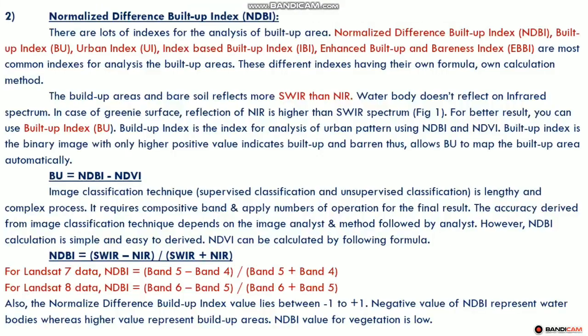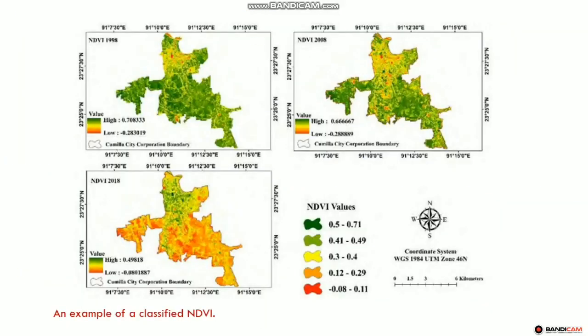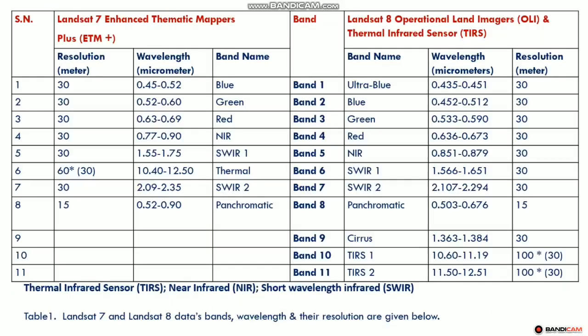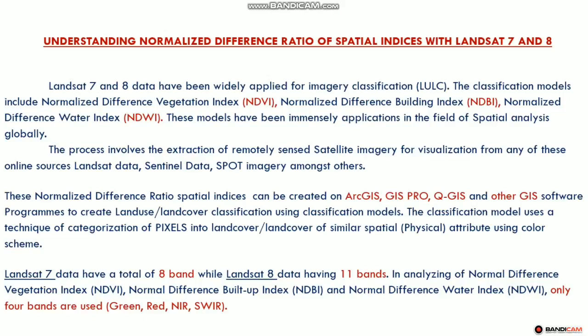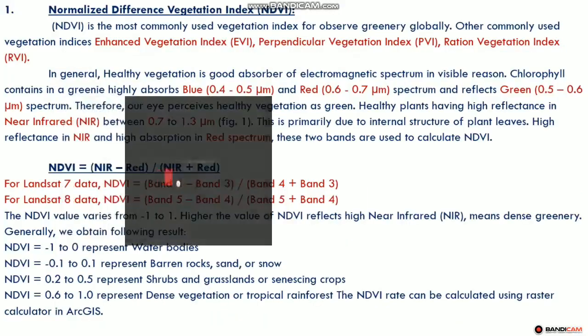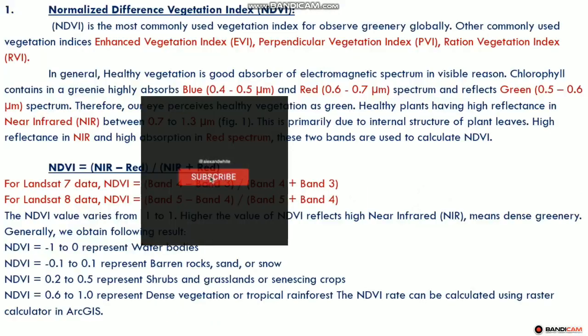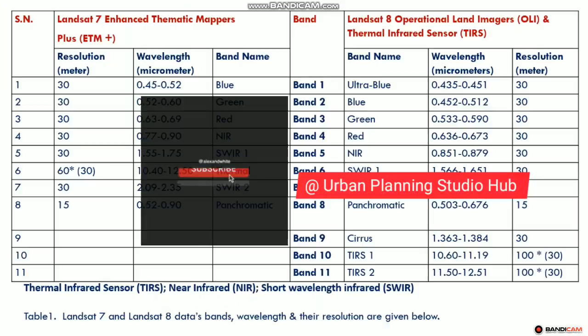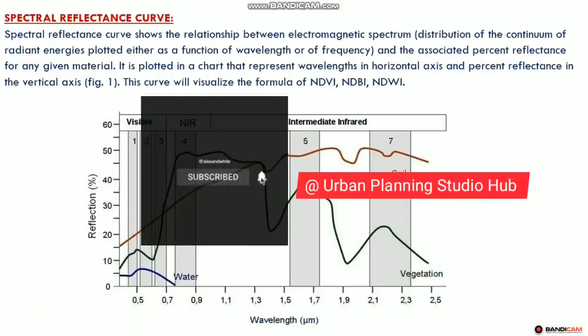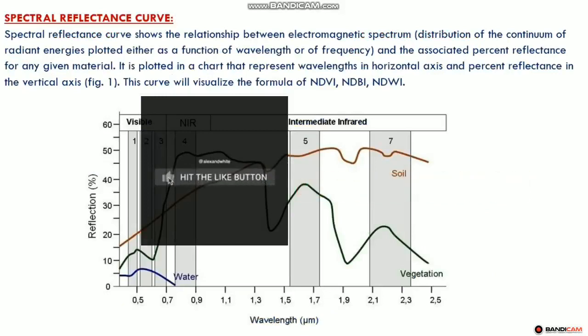So guys, I would like to terminate the lecture here. I'll meet you on the next one. I'll try to get a case study of a particular area, then I'm going to practicalize the three. That's the Normalized Difference Vegetation Index, Normalized Difference Water Index, and Normalized Difference Built-up Index.